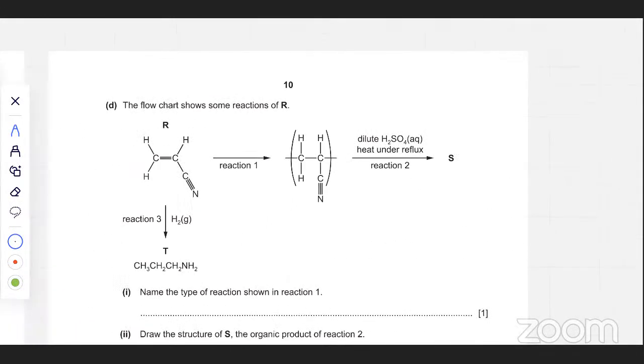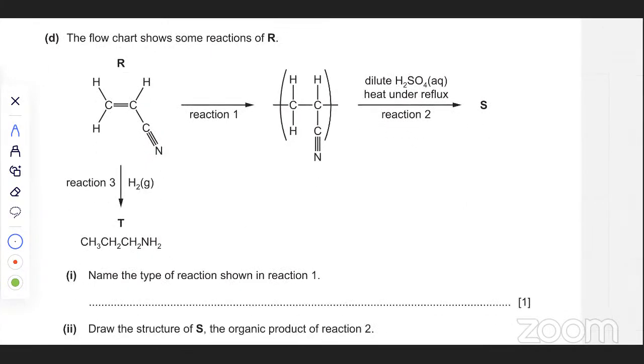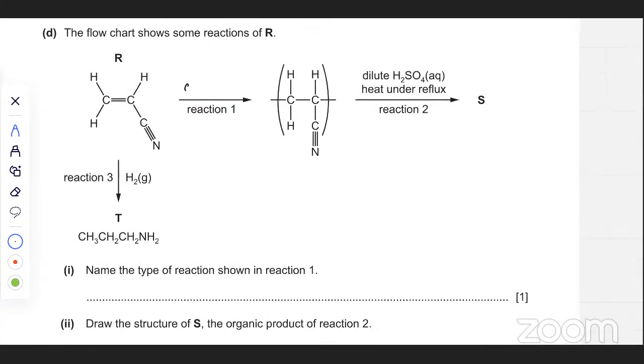Now this one, the flow chart. I think this is polymerization that's happening. The type of reaction shown in reaction one is addition polymerization. What happens in addition polymerization? You have two molecules. So I'm just going to draw or show what's going on. This one has a C triple bond N.